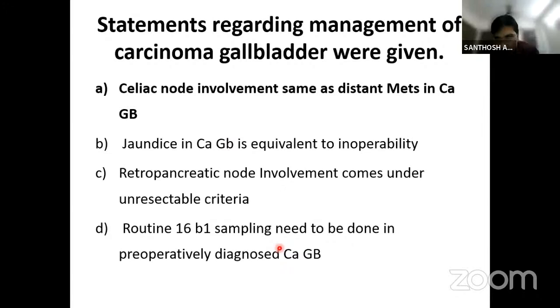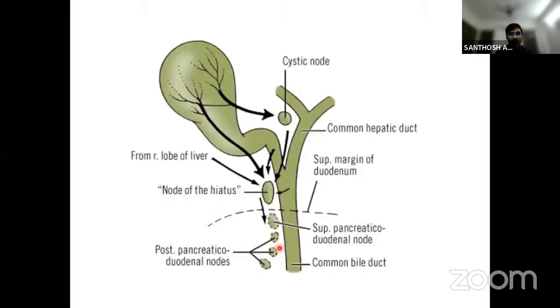So carcinoma gallbladder can be found in imaging findings when we suspect. Definitely, we need to do a staging laparoscopy and then do extensive cauterization. Sample some nodes from the 16B1. 16B1 is a para-aortic infrarenal node. So that has to be sent for frozen section. If that turns out to be negative, only then radical cholecystectomy has to be done.